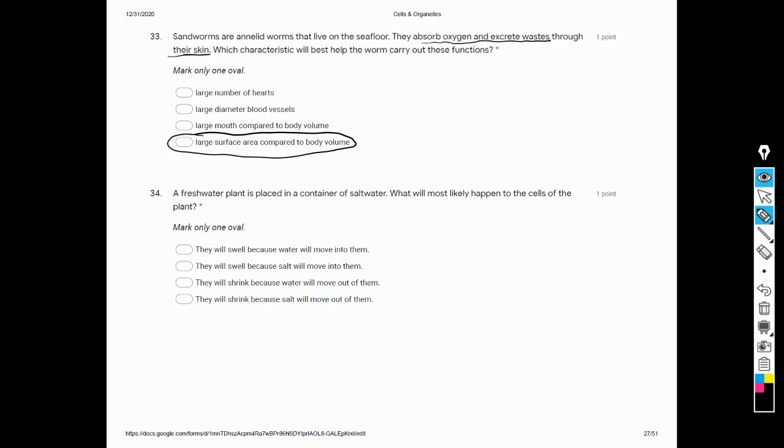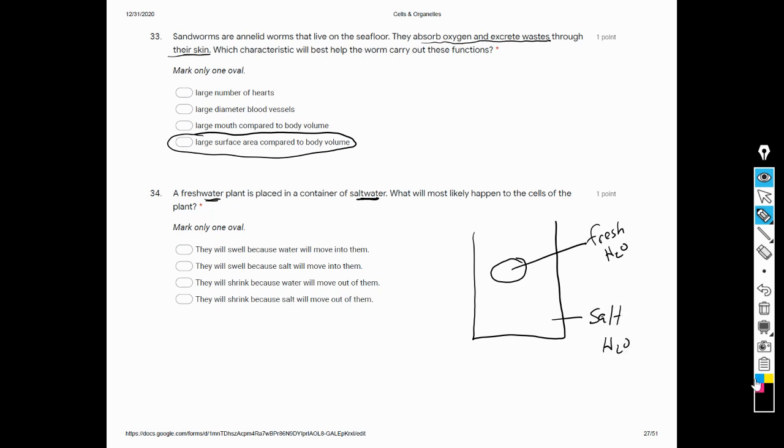34, a freshwater plant. And so here we go again with water. Fresh water is placed in salt water. Again, they did not give us a diagram here. So we're going to say that this is a freshwater plant cell, with freshwater inside the cell. We place that into a saltwater solution, and the same rule applies. Water is going to move from the cell to the solution because water always goes to where the higher concentration of salt is. So we look at our answer choices.